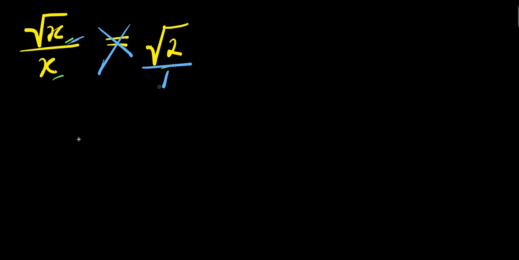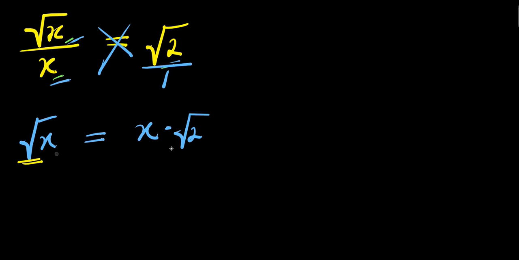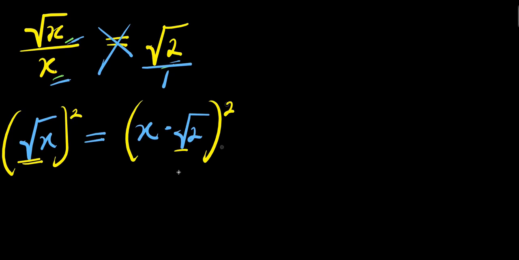Square root of x times 1, we have square root of x equals x times root 2. This is x root 2. So at this particular point, there's a square root here and a square root here, so you can decide to take the squares of both sides of this equation. I take the squares here and I take the squares here.